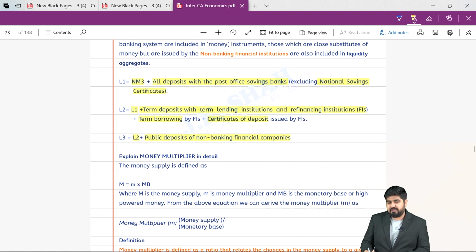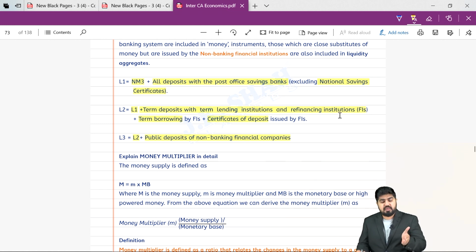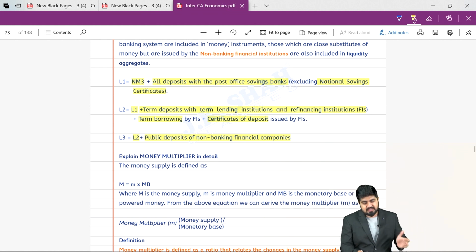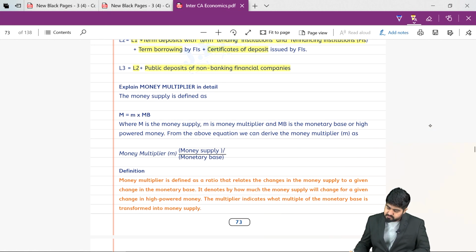See, it is very simple. When you are keeping it with banks, it is called fixed deposit. When you are keeping it with NBFCs, it is called public deposit. Similarly, if you are keeping money with financial institutions, term lending institutions and refinancing institutions, it will be called certificate of deposits.